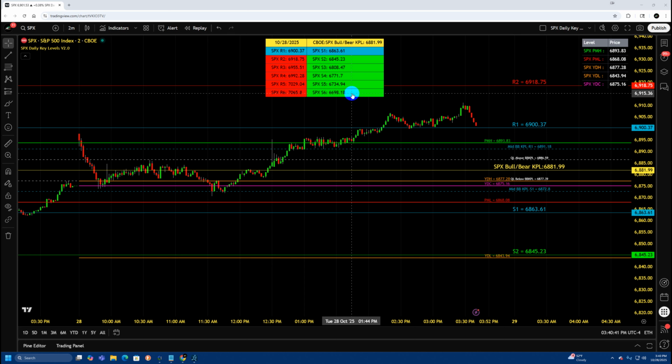In order to look at the historical levels the proper way, there are a couple of things you need to do in the user control panel before turning on the historical levels. So I'm going to go through those steps now to show you.